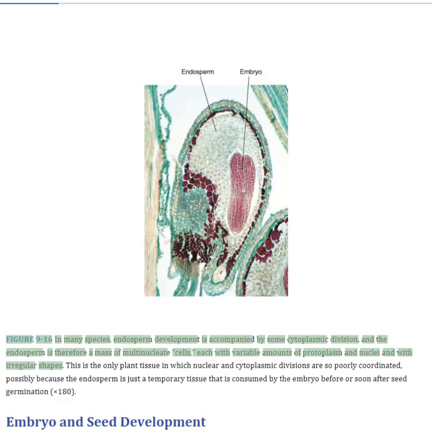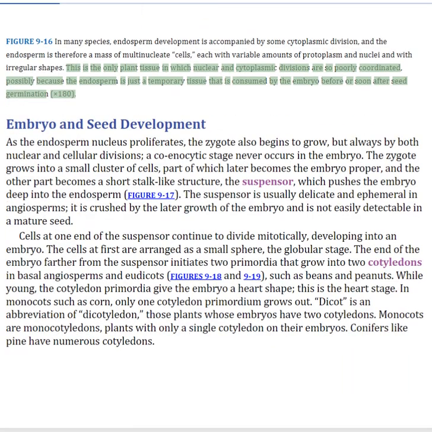Figure 9:16. In many species, endosperm development is accompanied by some cytoplasmic division, and the endosperm is therefore a mass of multinucleate cells, each with variable amounts of protoplasm and nuclei and with irregular shapes. This is the only plant tissue in which nuclear and cytoplasmic divisions are so poorly coordinated, possibly because the endosperm is just a temporary tissue that is consumed by the embryo before or soon after seed germination.